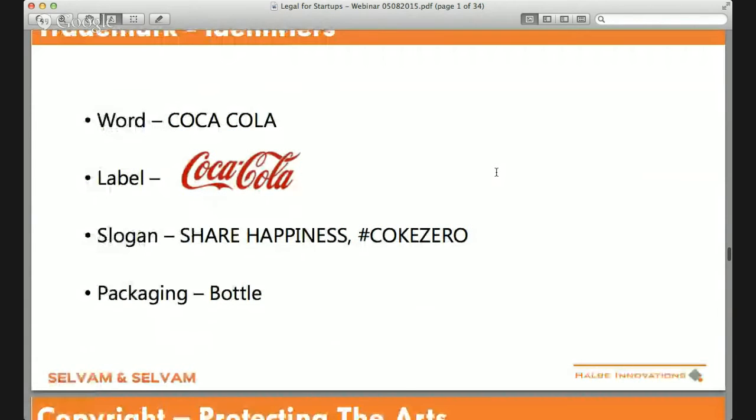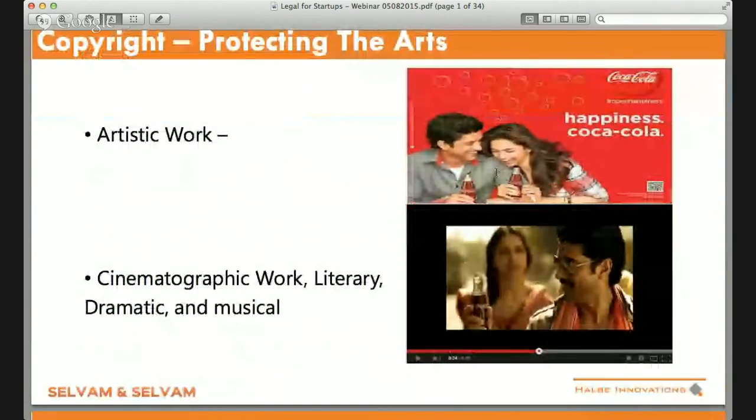Just moving on to the next stream of intellectual property, which is copyright. Copyright essentially protects the arts. It protects literary work, dramatic work, cinematographic work, and sound recordings. With specific reference to Coca-Cola, all their advertisements would be deemed artistic work. The script for the advertisements would be deemed literary work, and the actual image that's put up, as with the YouTube video here, would be deemed a cinematographic work. So copyright essentially protects the arts.